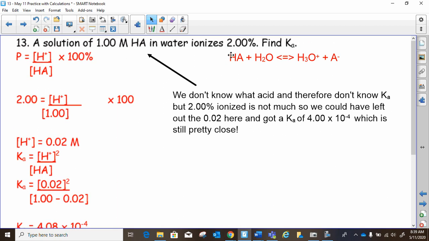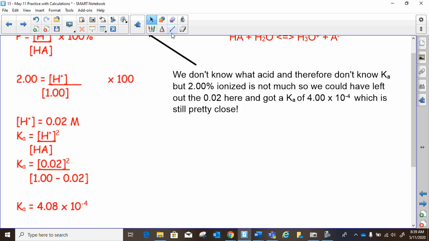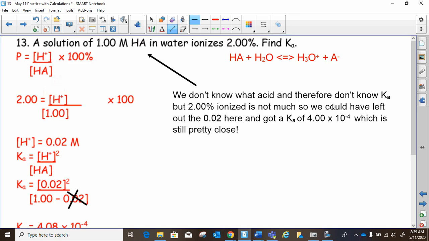So we start here with a concentration of 1 molarity. It breaks into its ions, but not very much. Only 2 molecules out of every 100 break apart, okay? So I will show you again later in this video, but if you leave this part out, you still get an answer of 4 times 10 to the negative 4 instead of 4.08 times 10 to the negative 4, and both will be acceptable, okay? Because it's such a weak acid, we don't worry about the small amount that is broken apart.